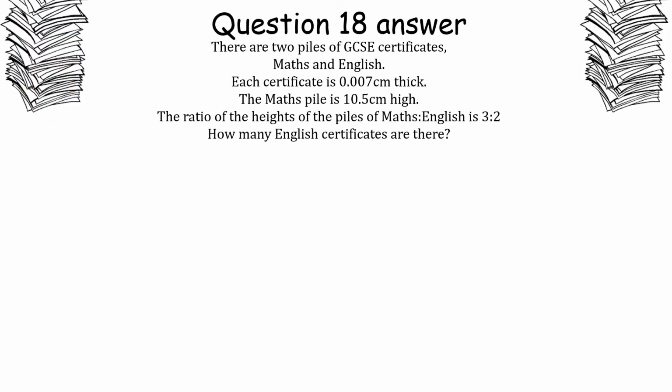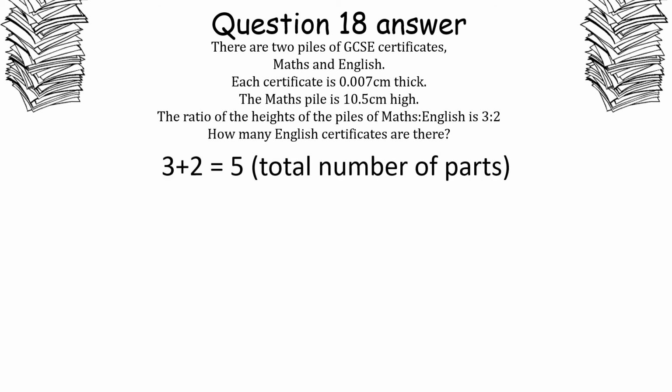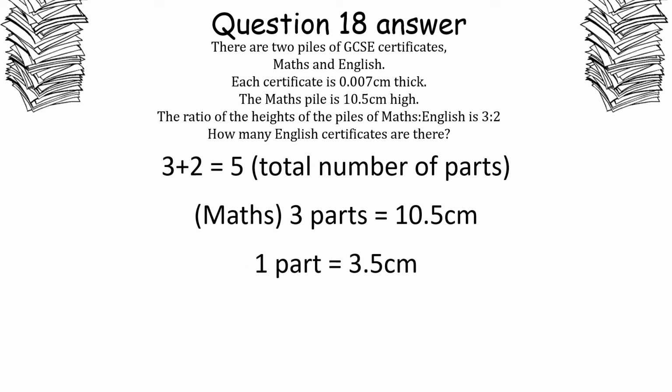Question 18. We have a ratio of maths to English as 3 to 2, giving us a total of 5 parts. We've been given that the maths pile is 10.5 centimetres, and we also know that maths is worth 3 parts. From this, we can work out that 1 part is 3.5 centimetres. English is 2 parts, so 2 times 3.5 centimetres is 7 centimetres high.